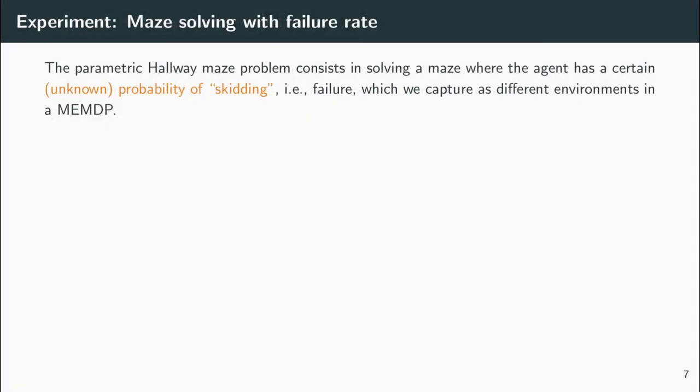The second experiment we look at is the standard maze problem, where we have an agent that should find some target in a maze, but has a certain probability of skidding. So we have some probability that the action sent to the agent is not realized, and instead a random action is sampled. Essentially this means that we have a fixed maze, but with an unobserved skidding probability, and we base the environments of the MEMDPs on these different probabilities of skidding.